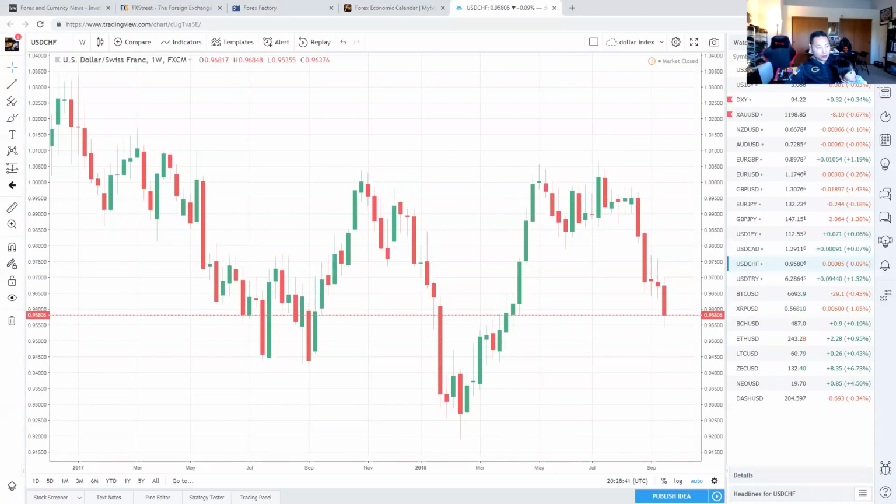Strong sell for USD Swiss franc. I don't see USD Swiss franc coming back anytime soon. It is going to try and pull itself back up for the first couple of days, and that's why I'm talking about the economic calendar. So I expect another bear candle for USD Swiss franc for it to come back. Where is it? 94 cents, and then the 92.5 here.